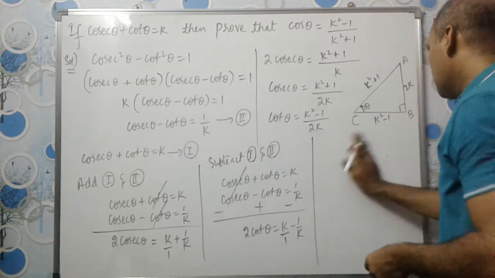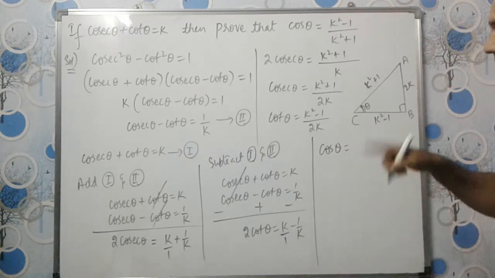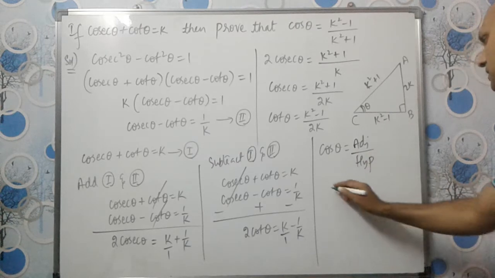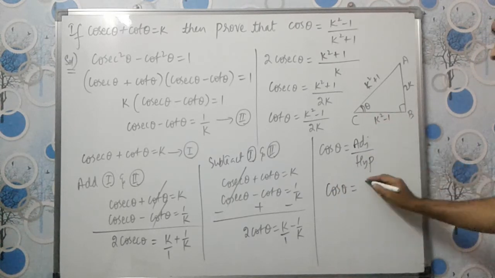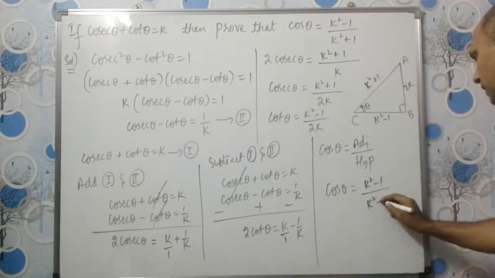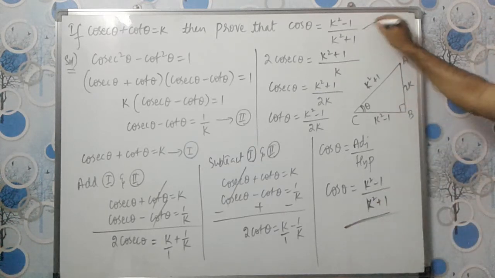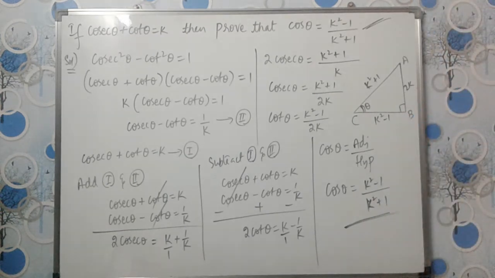All right, so let us find cos. What is the cos formula? Adjacent by hypotenuse. So cos theta will be equal to adjacent side, k square minus 1, divided by hypotenuse, k square plus 1. So cos value is (k square minus 1) divided by (k square plus 1). Alright, I hope you understood this problem. See you in the next video.